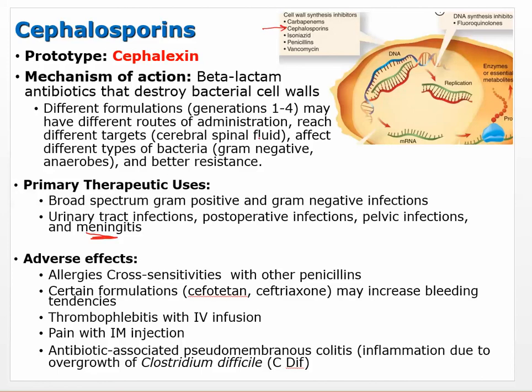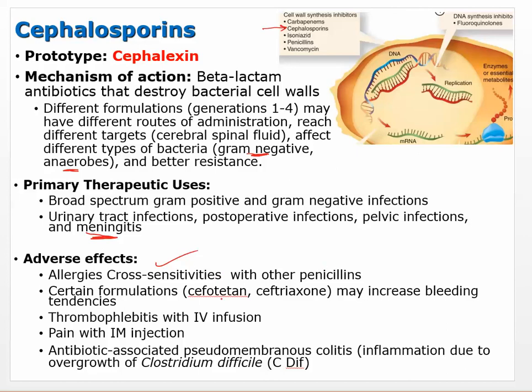But not all of them can get into cerebrospinal fluid. So they affect different types of bacteria. Some are better against gram-negative, better against anaerobic bacteria, and better against resistance. So this is that constant competition to try to stay ahead of the resistance. So adverse effects: allergies, and cross-sensitivities with other penicillins, they're similar.